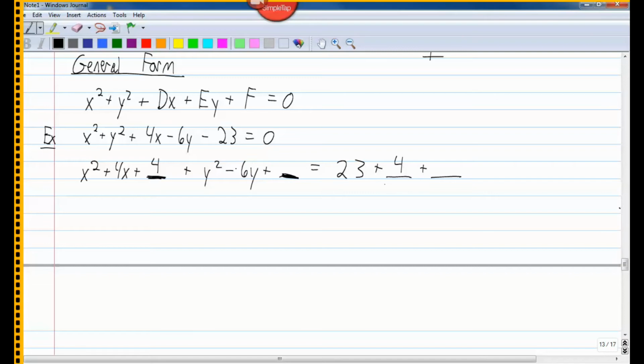Alright, now we do the same thing for the y's. Half of what's in front of the y is 3. 3 squared is 9. So I'm adding 9 on the left side. I have to add 9 on the right side.